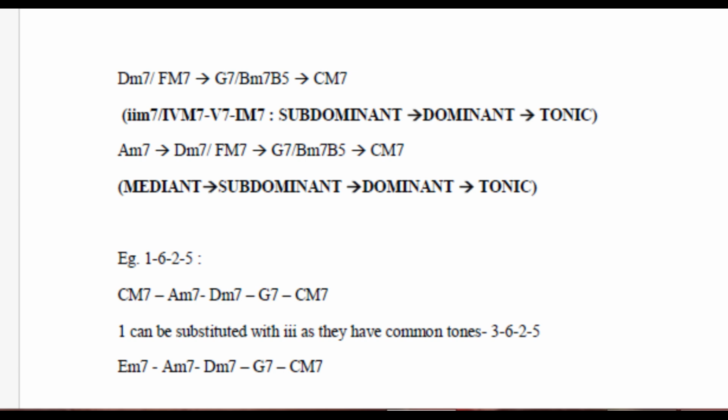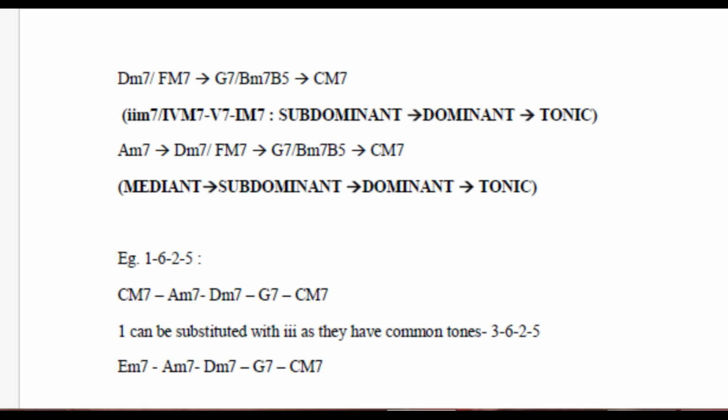Now we can extend this chord progression even more by adding what is known as a mediant chord, that is the 6th chord, the A minor 7 chord. So we get what is known as a 1-6-2-5 chord progression, or a jazz turnaround. So here we start on the 1 chord, the C major 7. Then we go to our mediant, which is the A minor 7, followed by the 2-5-1 chord progression, D minor 7, G7 going to the C major 7. So this gives us a 1-6-2-5 resolving back to the 1.